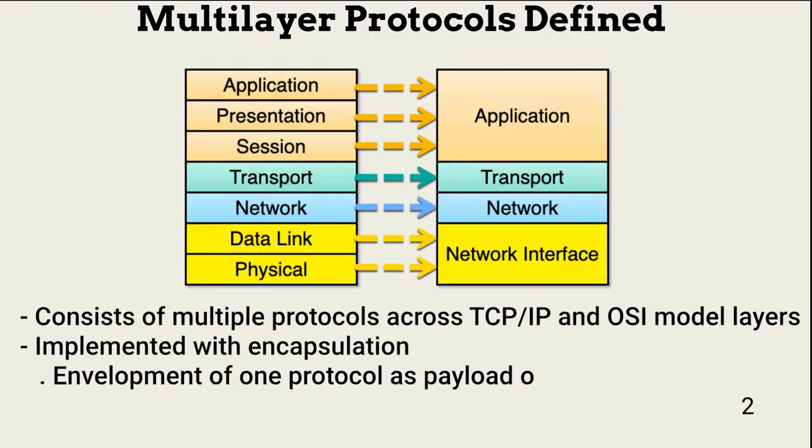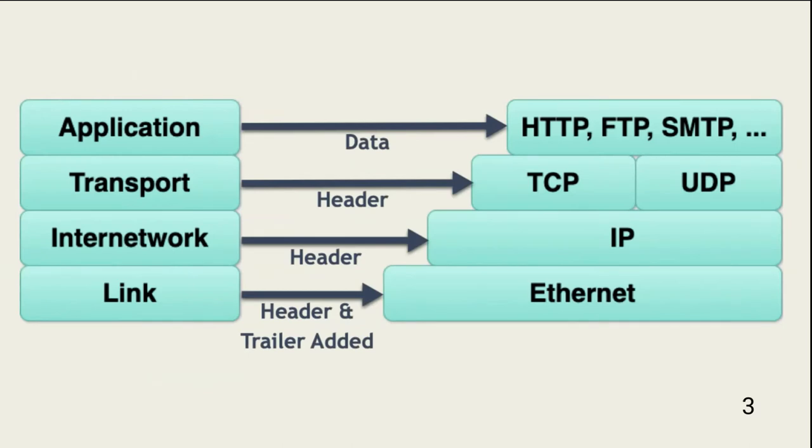Multilayer protocol stacks like TCP/IP consist of protocols spread across multiple OSI and TCP/IP model layers. The information from each layer is encapsulated into part of the transmitted or received packet. I use the TCP/IP model for this lesson. This is an example of some of the protocols used by TCP/IP.